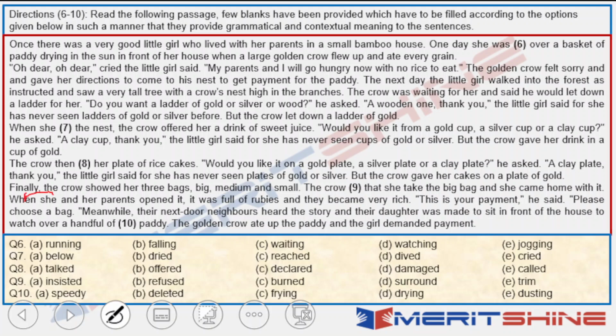So let's see. Finally, the crow showed her 3 bags: big, medium, small. The crow asked that she take the big bag and she came home with it. When she and her parents opened it, it was full of rubies. Right. So the crow did what?